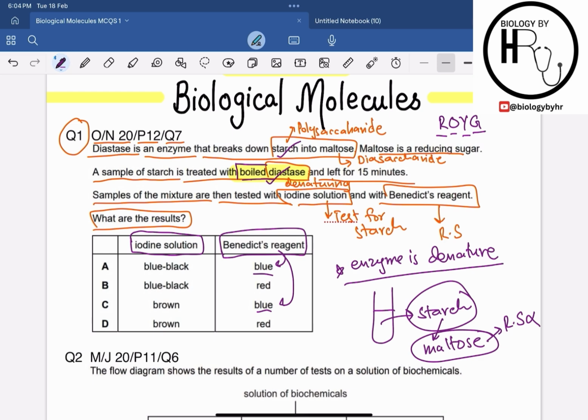But over here you can see that diastase is denatured, so starch will be present, hence the iodine solution will cause the solution to become blue black, right? It will stay blue black. Hence the correct answer over here would be option A. The iodine solution would remain blue black and the Benedict's reagent will remain blue.